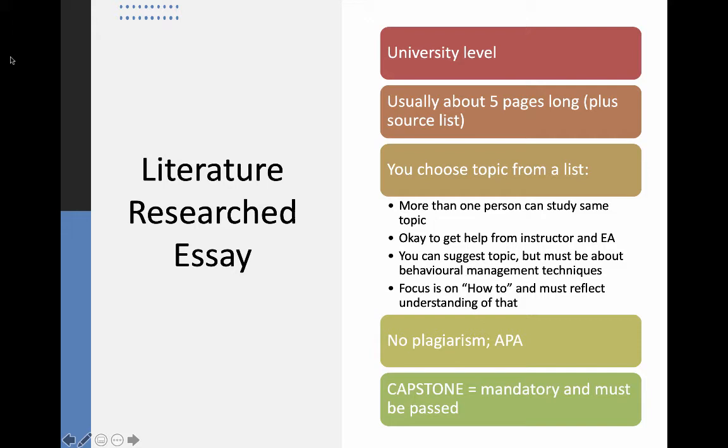This is a capstone project, so it means it must be done and it must be passed in order for you to pass the whole program. So even if you pass the module but haven't passed the capstone, you'll be asked to do it until you do. And that's because this is a basic expectation of people in our field, to be able to write competently, to be able to help people write competently, and it will also be a vital skill as you continue your education.